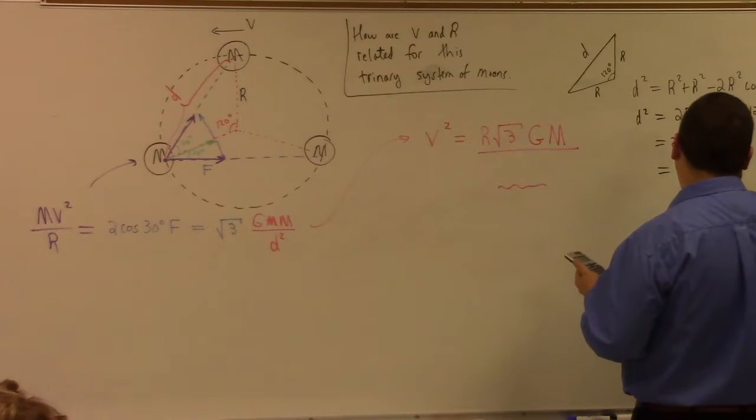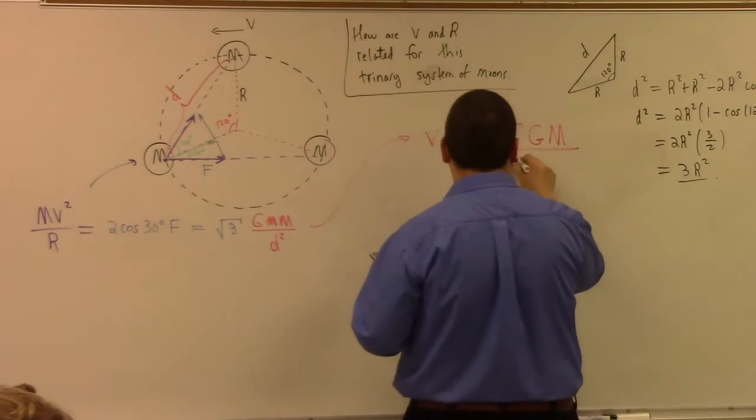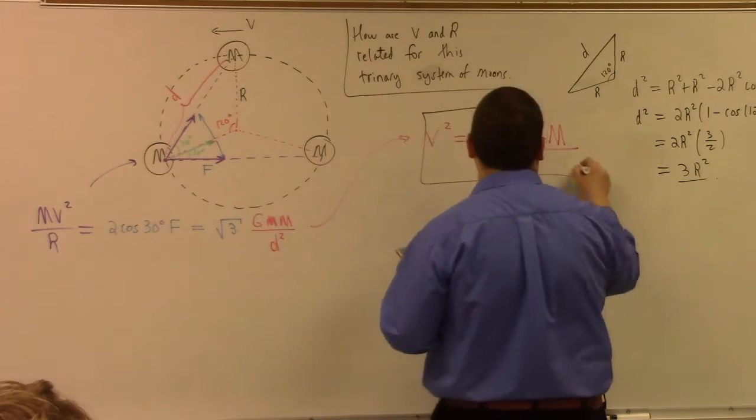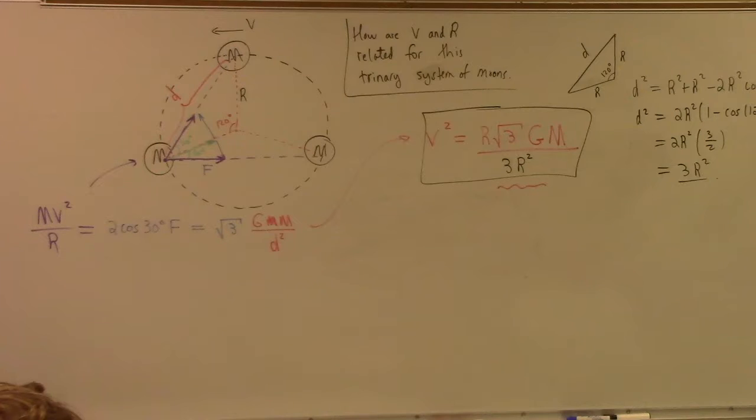So I get 3R squared. So this is apparently 3R squared. And there you have it. This is the relation between the velocity and the radius. You could solve for v if you want. I'd probably ask you to do that for the interest of my grading.